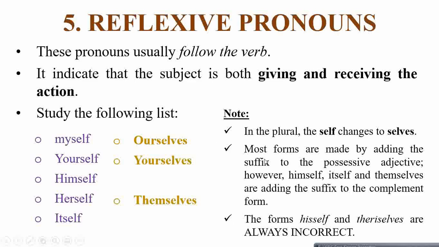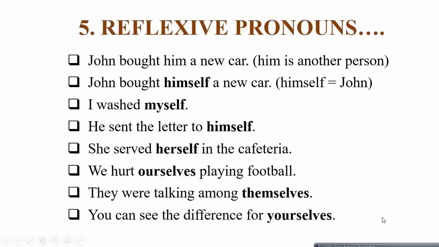Most forms are made by adding the suffix to the possessive adjective. However, in case of himself, itself and themselves, they are adding the suffix to the complement form. The forms his self and their selves are always incorrect. So it will be himself, it will be themselves, and not his self or their selves. These are some of the examples to have clarity.